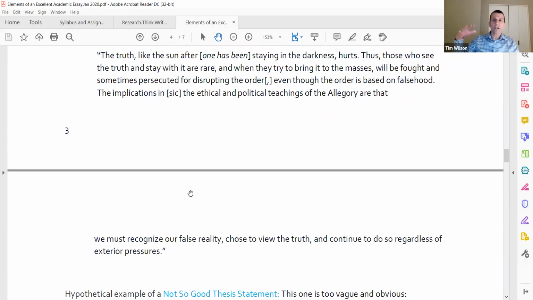So see the end there. It was good that it got to a point where the thesis was fairly clear at the second last statement there, that these are the implications for the teachings of the allegory, that we have to recognize false reality. It probably could be more narrow, clearly defining what those concepts mean. And we're going to see that that means that we have to choose to view the truth, continue to do so regardless of exterior pressures, etc.